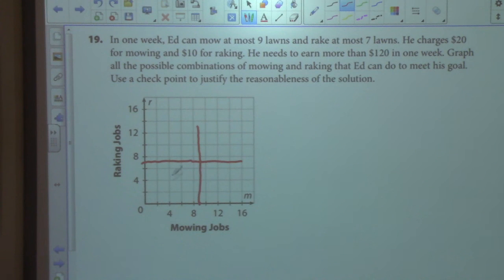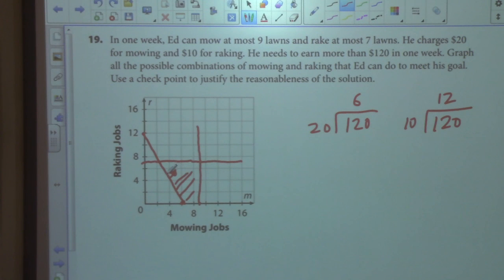So our solution set's going to be in here. It says $20 for mowing, and we need to make 120, so 120 divided by 20 for our mowing is 6. So for mowing, we have 6. And the other one would be 120 divided by 10, which is 12. So 12 can go right here. So we're talking, Marcus, all in this area here, aren't we?